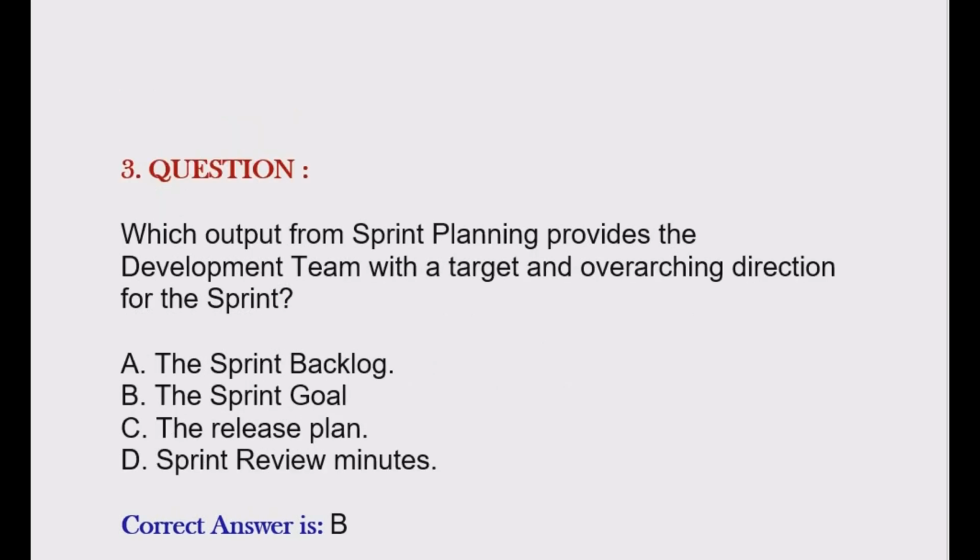Question is, which output from sprint planning provides the development team with a target and overarching direction for the sprint? Option A, the sprint backlog. Option B, the sprint goal. Option C, the release plan. Option D, sprint review minutes. Correct answer is option B.